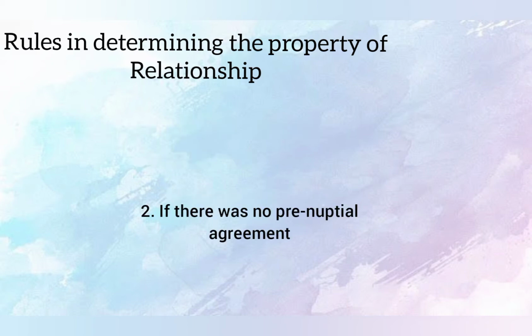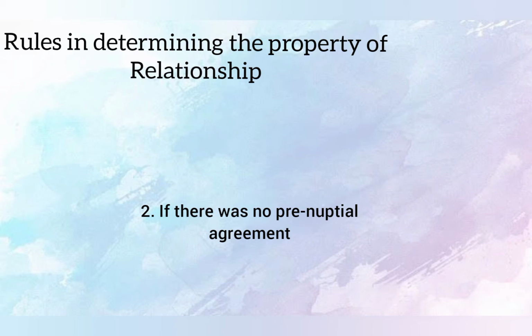Second, if there was no prenuptial agreement, there will be two rules that we should follow, and the date of marriage matters on this rule. Remember that. So, if the date of marriage took place before August 3, 1988, the rule is we should follow the conjugal partnership of gains. So, bakit August 3, 1988?